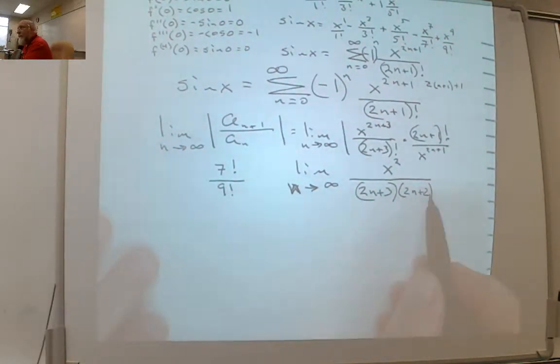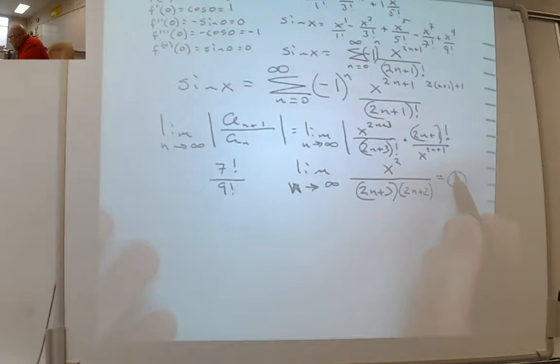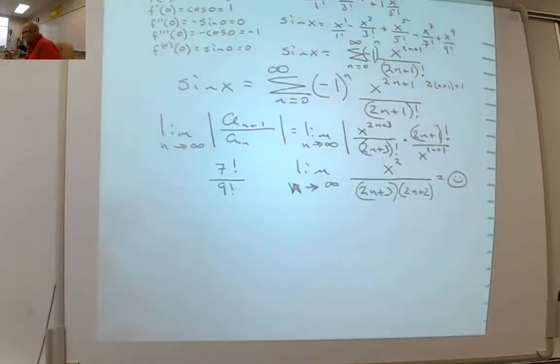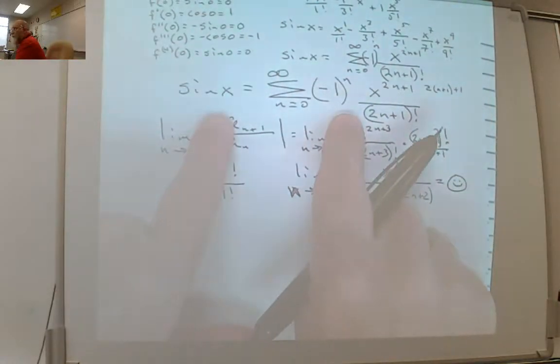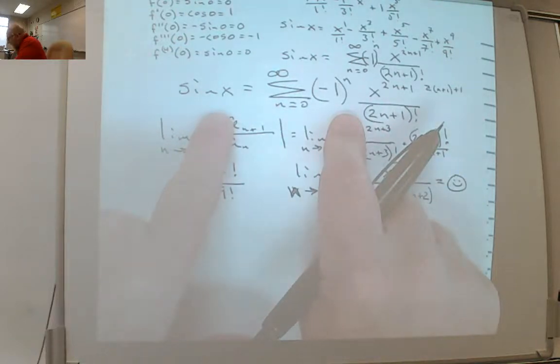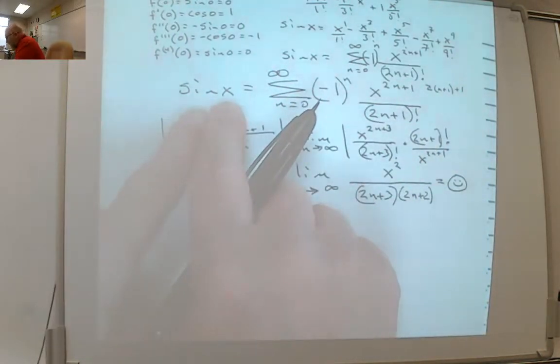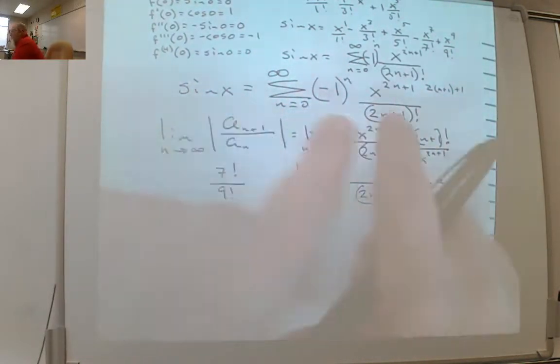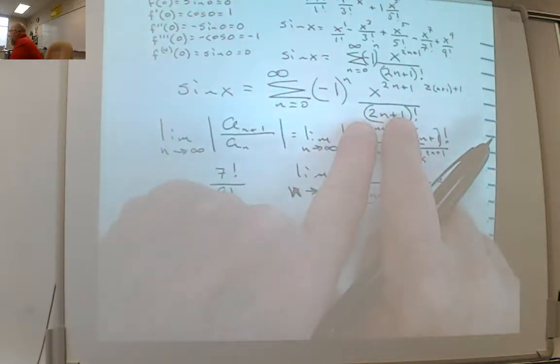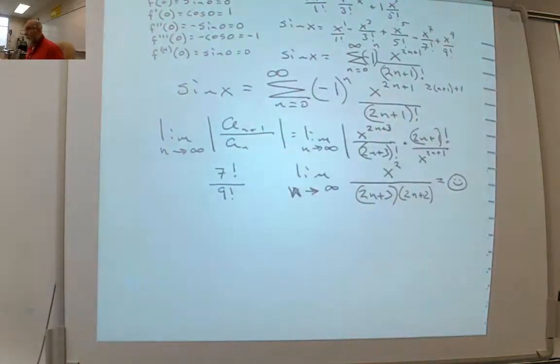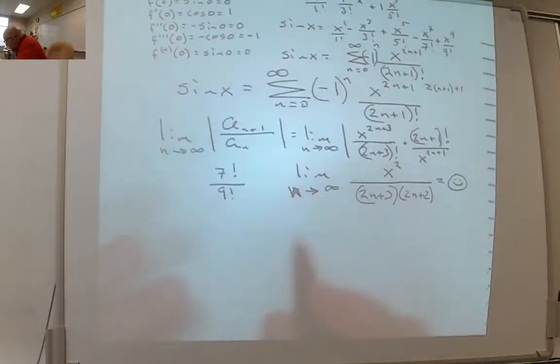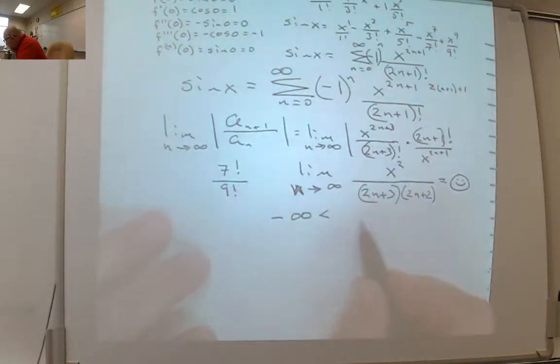Now, n's going to infinity. What do I get as an answer? 0. Which means this converges for every single x. Every value you put in for x here is a value where the series converges. That's what that means. It's convergent. This is my radius of convergence.